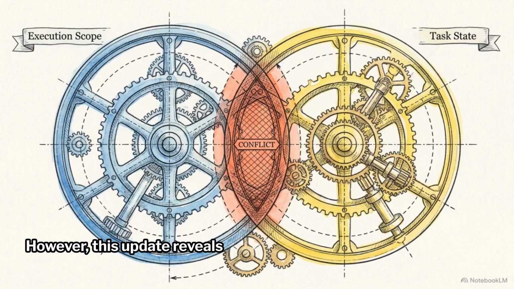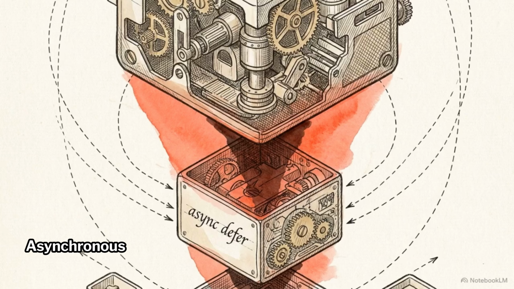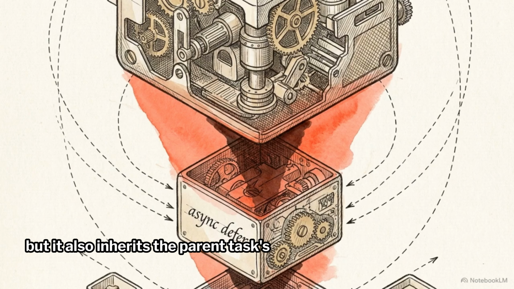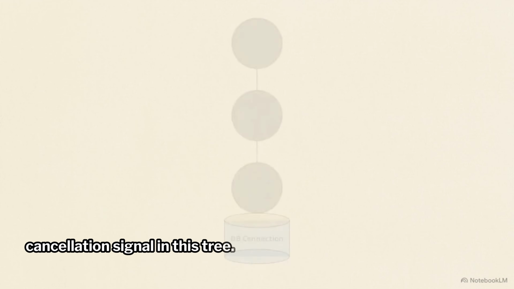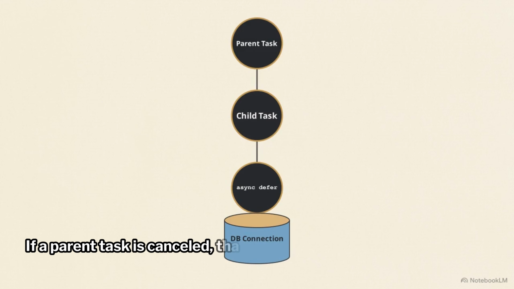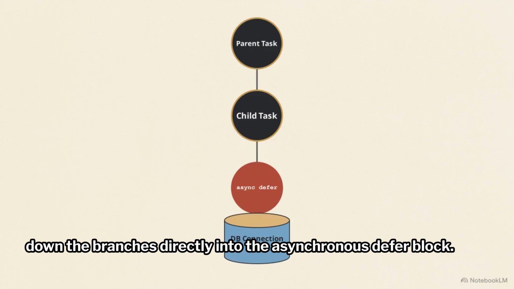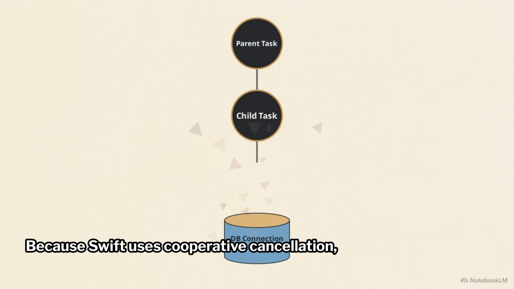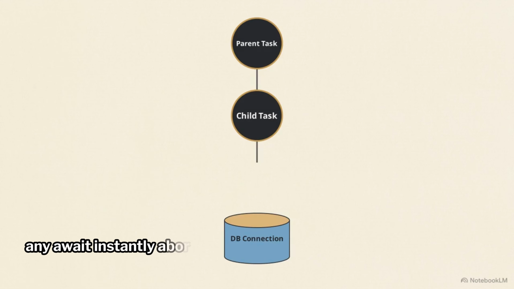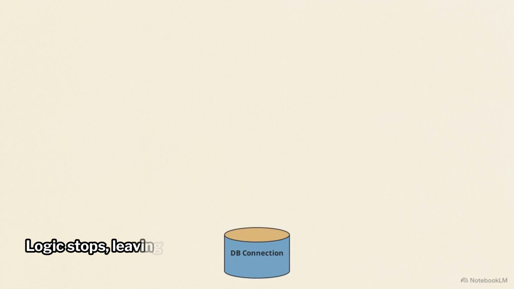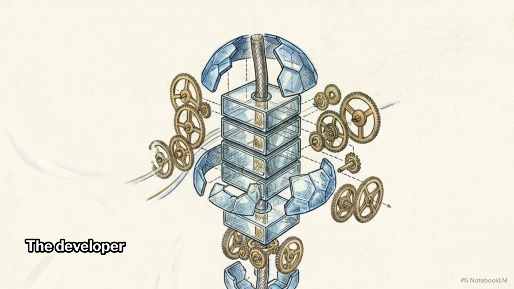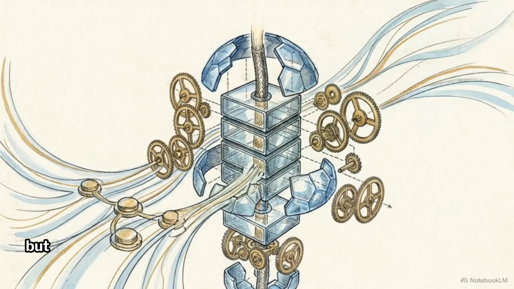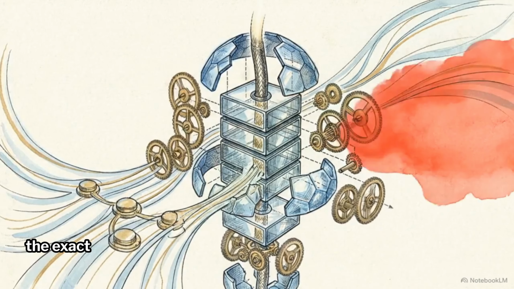However, this update reveals a conflict between execution scope and task state. Asynchronous defer guarantees that the cleanup runs, but it also inherits the parent task's cancellation signal. In this tree, if a parent task is canceled, that signal cascades down the branches directly into the asynchronous defer block. Because Swift uses cooperative cancellation, any await instantly aborts. The cleanup logic stops, leaving the connection dangling. The developer expects the defer block to save them, but the cancellation signal skips the exact teardown it was supposed to perform.